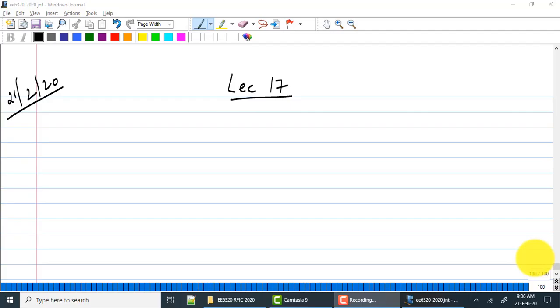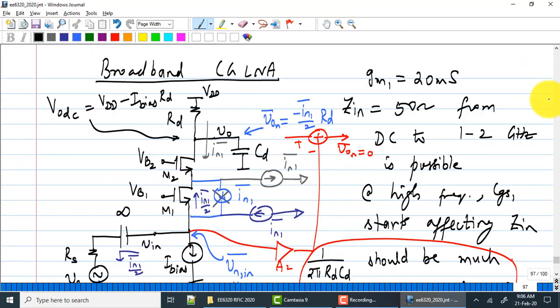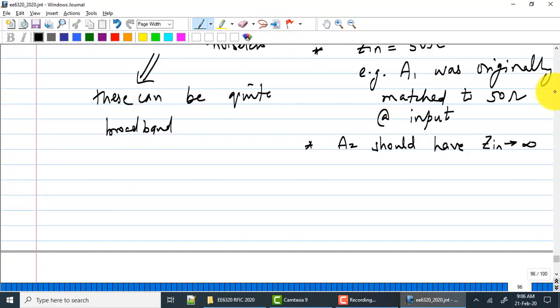We've been looking at the noise cancelling LNA since last class. Before we go ahead with this, are there any questions based on what we discussed yesterday? Let's quickly review so that we can come to a point where we can go ahead with the circuit.